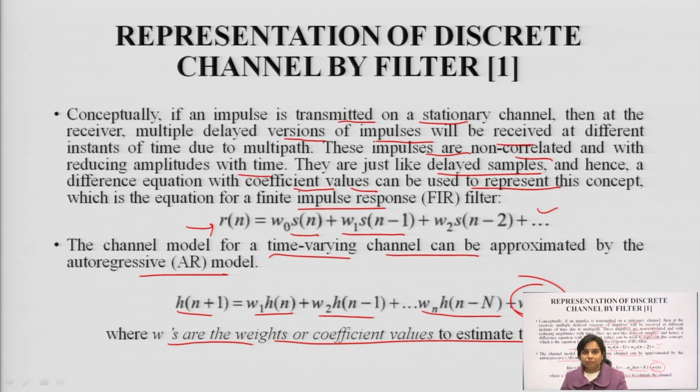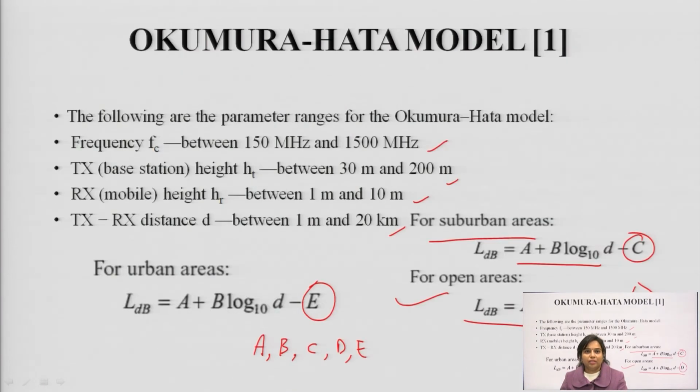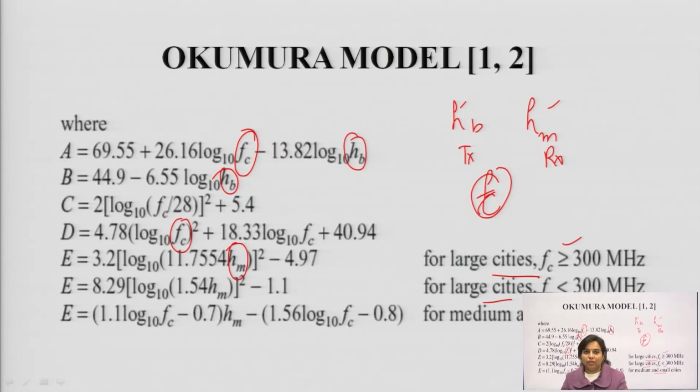Then the channel model, the Okumura model, which is divided into three different areas: open areas, urban areas and suburban areas. That is the Okumura model. Then it is extended by Hata, so that is known as the Hata model. These are the equations for the Okumura and Hata models.